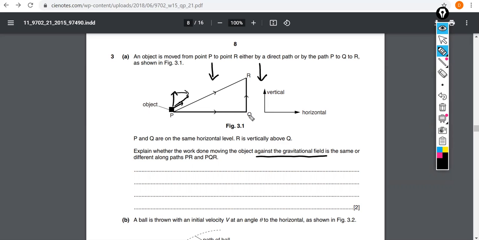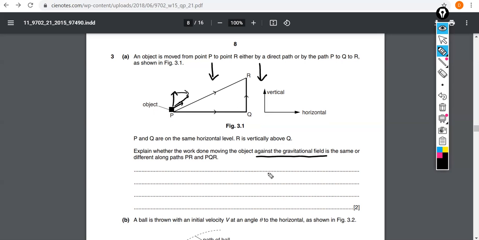If we take the path P to Q to R, the whole time that we're moving the object from P to Q, we're doing no work against gravity because we're moving the entire thing horizontally. So if gravity is acting against it this way and we exert a vector this way, there is no component of our force that's acting against gravity. It's only once we get to Q that we lift it directly vertically, then all of our force vector is working against gravity.